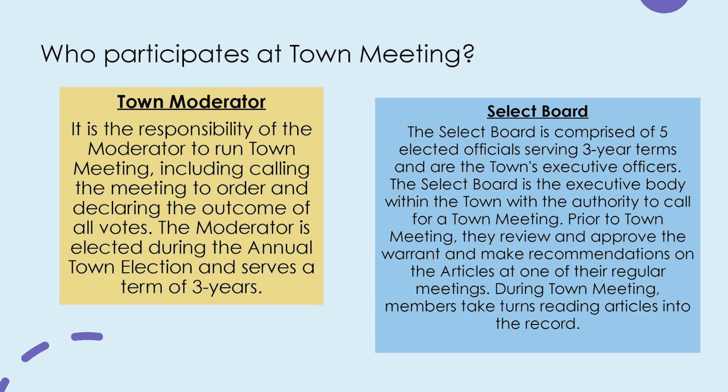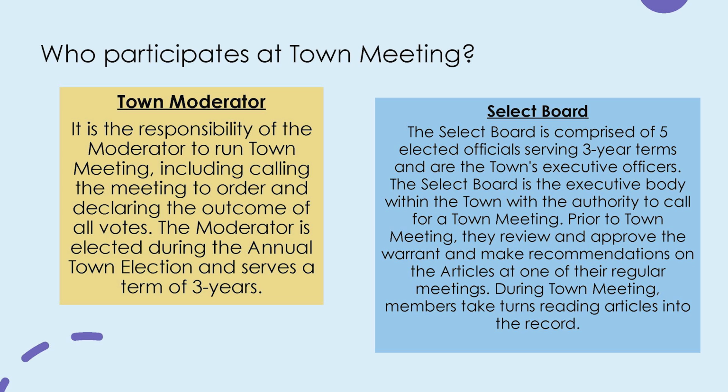Who participates in the meeting? The Town Moderator, myself, runs the meeting, calling the meeting to order and declaring the outcome of all votes. The moderator is elected during the annual town election in May and serves a term of 3 years. The Select Board is also involved because they make the motions on each article, and they're comprised of 5 elected officials serving 3-year terms and are the town's executive officers.